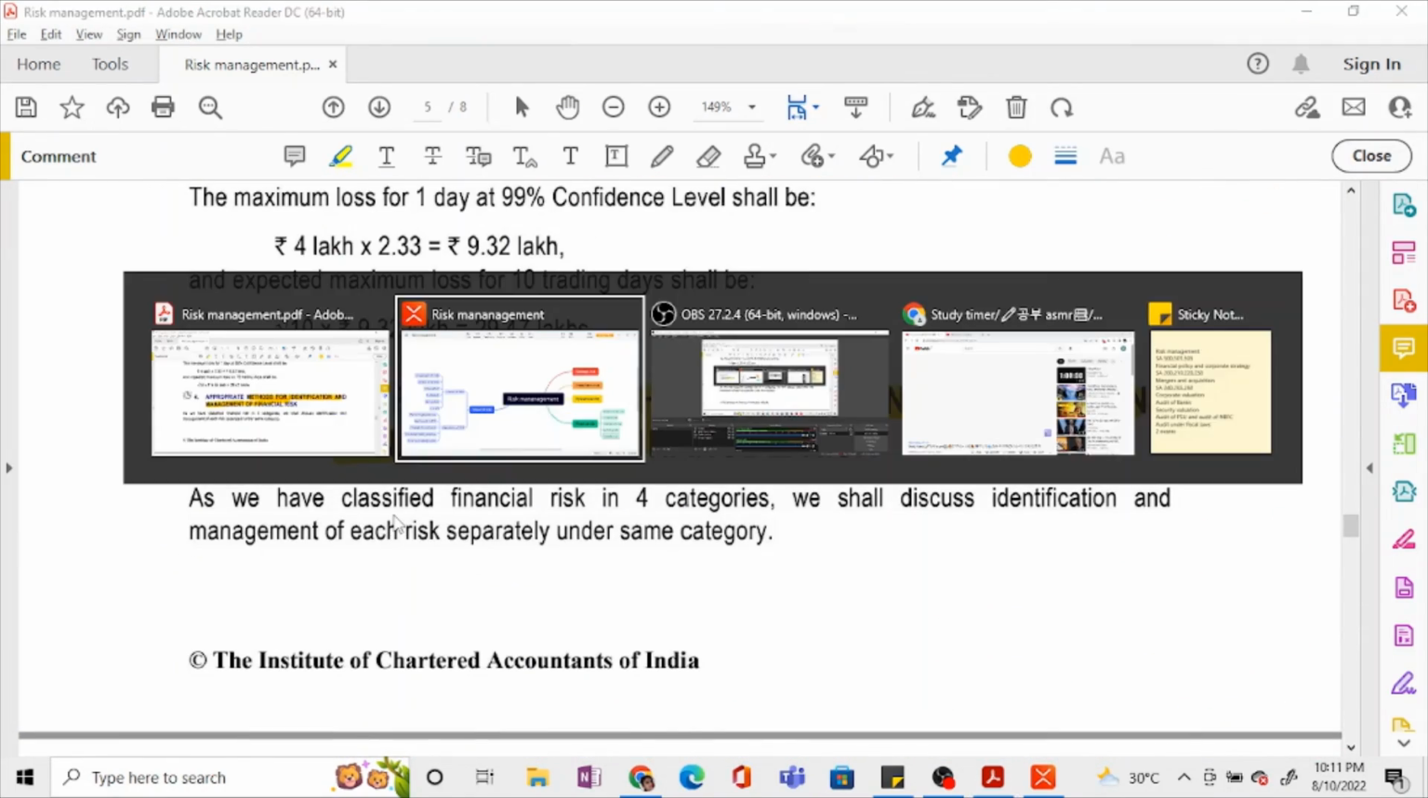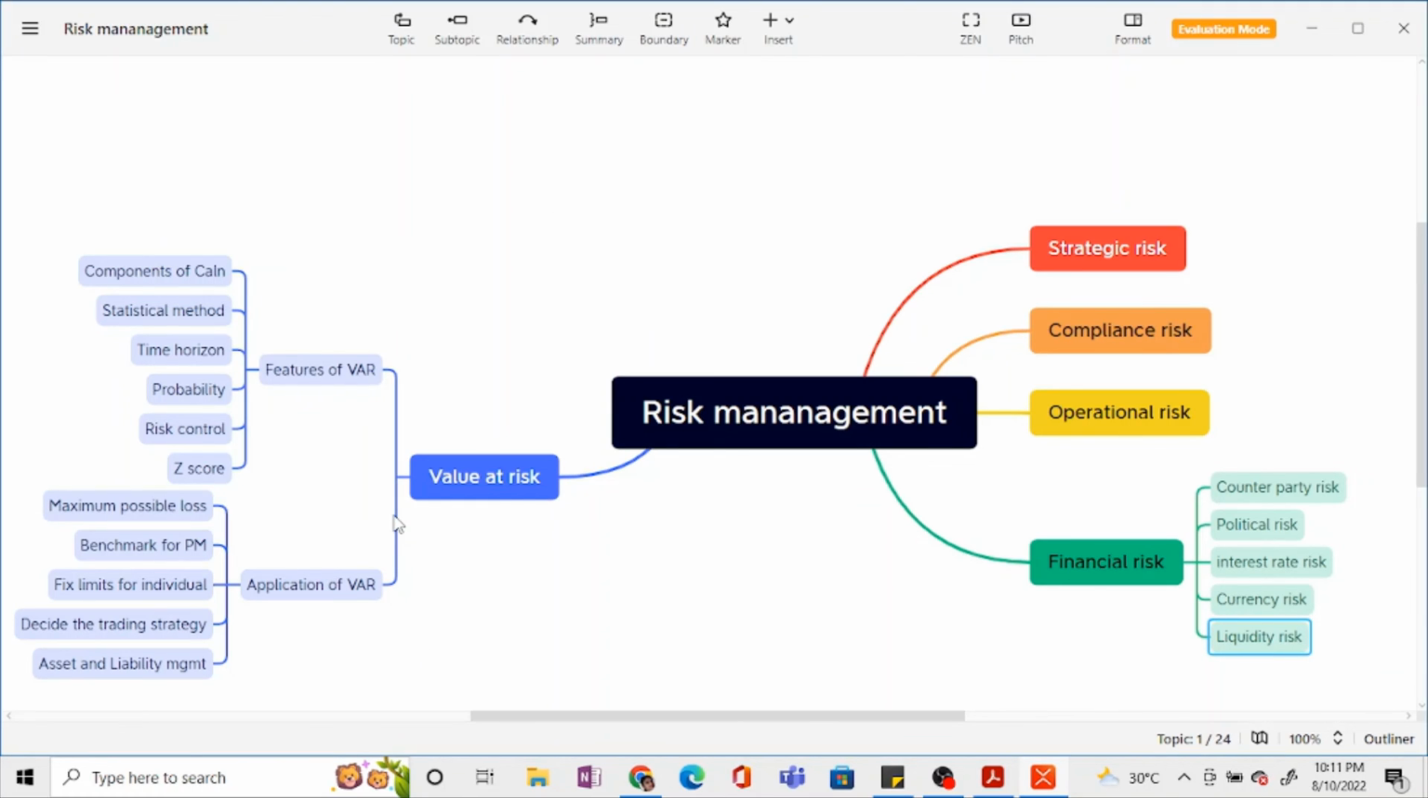Okay, first we see that there are 4 types of risk. First is strategic risk, then compliance risk, operational risk, and financial risk. Financial risk has been divided into 5: counterparty risk, political risk, interest rate risk, currency risk, and liquidity risk.